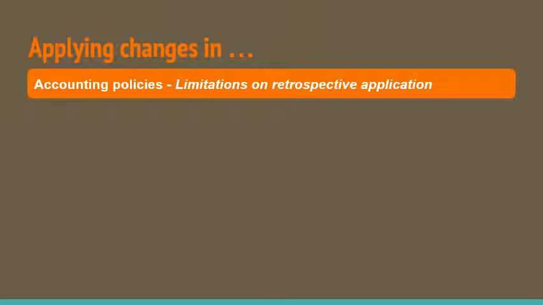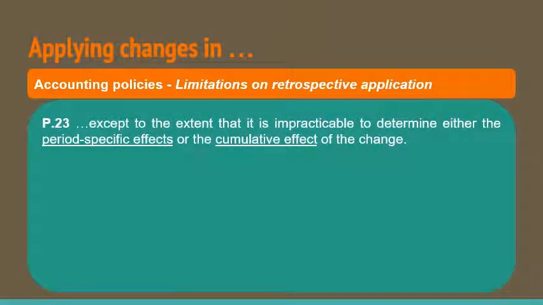Now, you might think that retrospective application is very tedious, requires a lot of time and effort, and the standard must be insane to require that rigidly. You are right. And for some, it could mean going back 20 or 30 years. That does not sound very practical, isn't it? So the standard sets limitations on the retrospective application. Paragraph 23 states that the retrospective application should be applied to the extent that it is practicable to determine either the period-specific effect or the cumulative effect of the change.